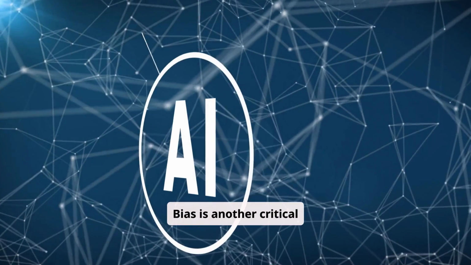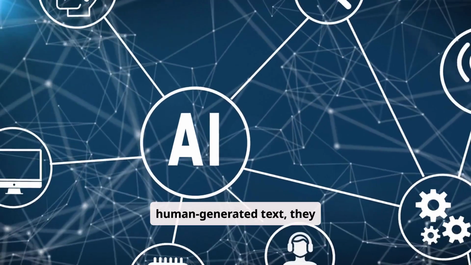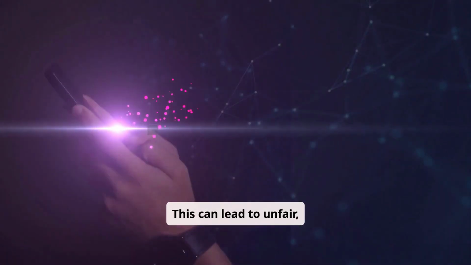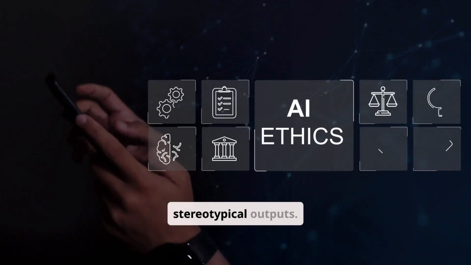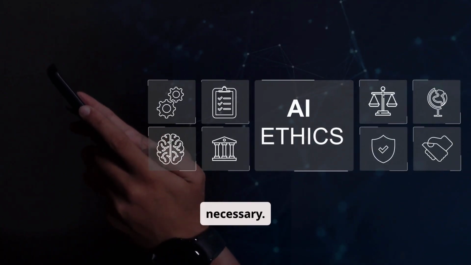Bias is another critical limitation. Since LLMs learn from human-generated text, they can inadvertently perpetuate biases present in that data. This can lead to unfair, prejudiced, or stereotypical outputs. Critical evaluation of responses is always necessary.